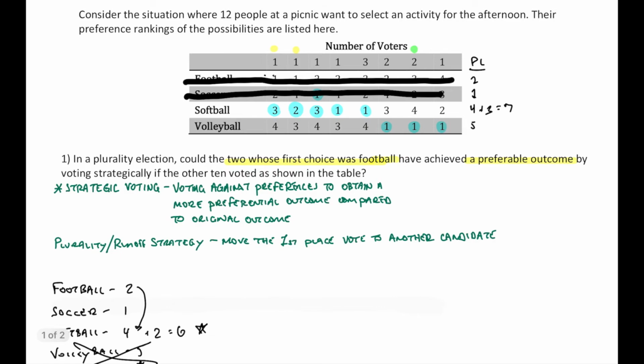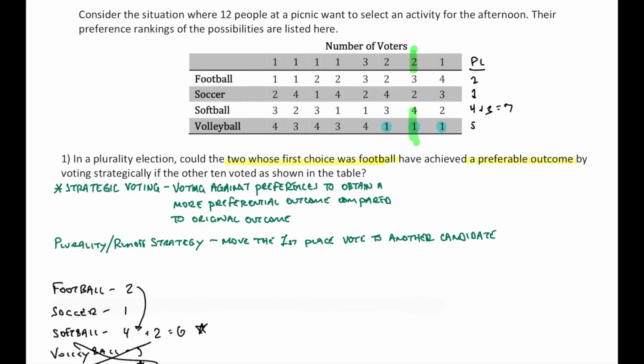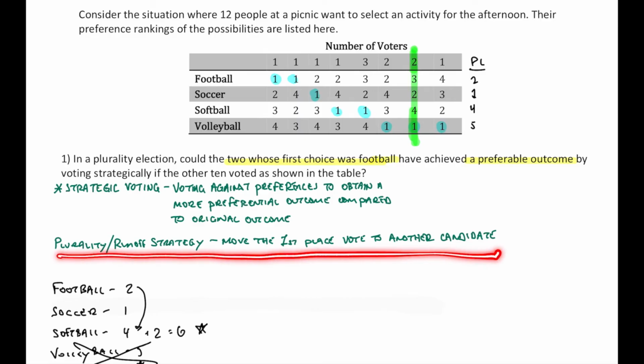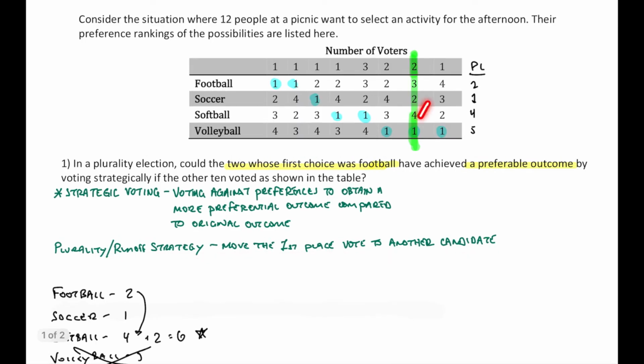So I'm going to come back up to our table. That is looking at this column right there. I'm going to clean house with all of this, highlight our ones back again. We're looking at this column. Can we change something so softball does not end up winning the runoff? Now, with our runoff strategy, we can take our 1 and move it to someplace else. So what's better than 4th place? 3rd place is better. 2nd place is better. So I'm going to try to take that 1st place vote and move it to a 2nd place vote.